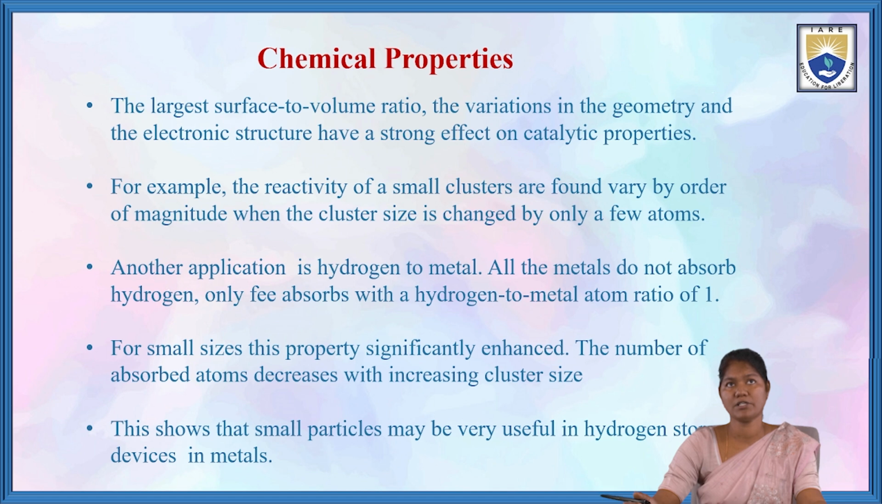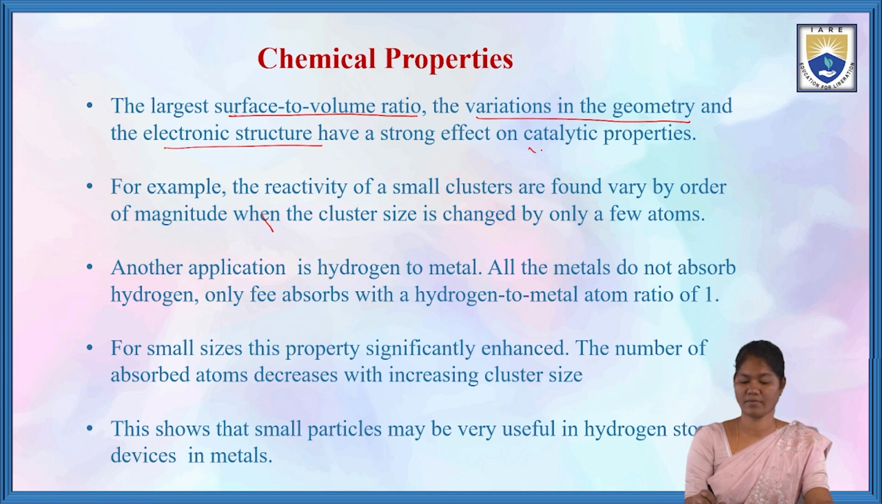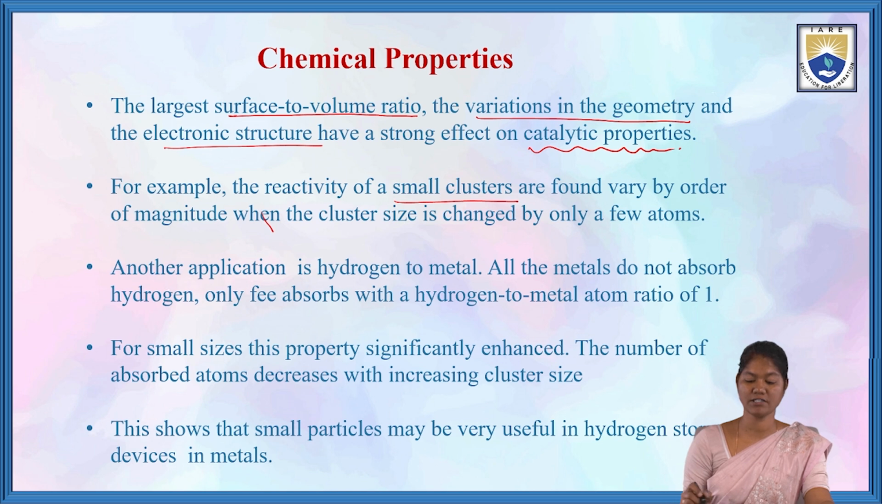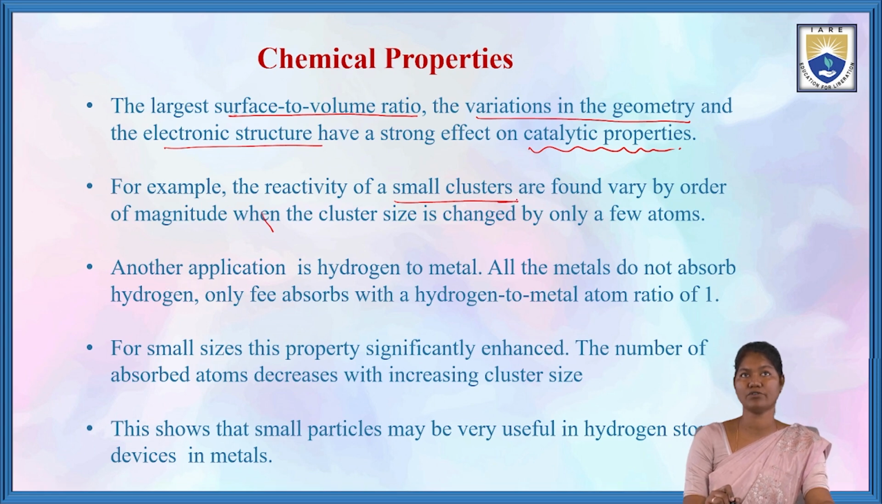That's why, in chemical properties, the large surface to volume ratio and the variations in the geometry and electronic structure have a strong effect on catalytic properties. For example, the reactivity of small clusters is found to vary by orders of magnitude when the cluster size is changed by only a few atoms.